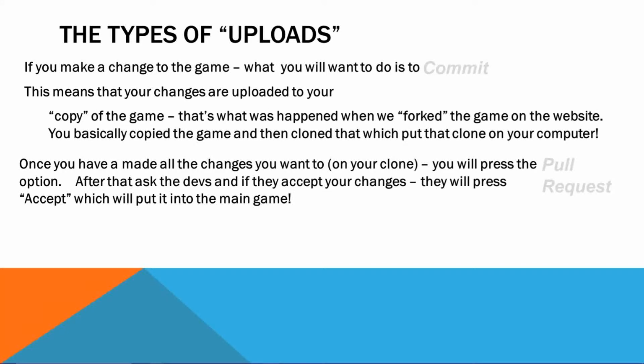So then you press the pull request option, which, if you looked really carefully in GitHub Desktop, was right next to the Visual Studio option. After you've done that, it just asks the devs to see if they accept your changes, and if they do, it will be dragged into the main game. Pretty neat, isn't it?